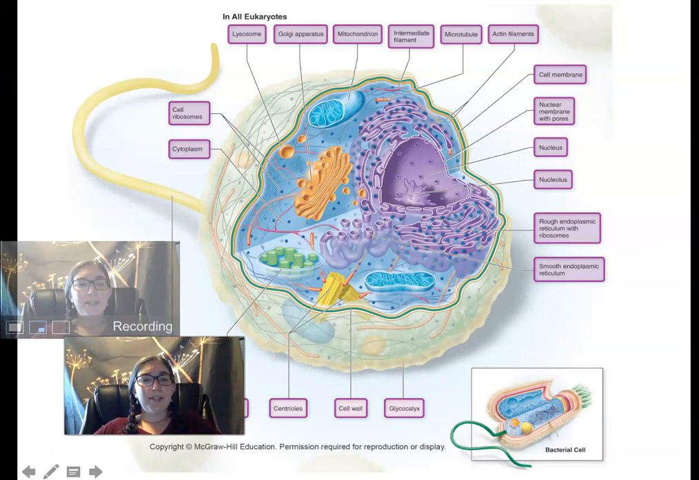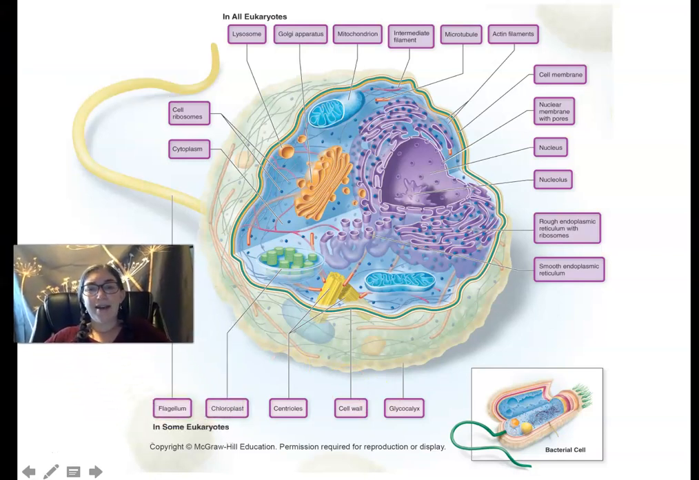So here is an image from the textbook that looks at a general sample eukaryotic cell, a generic eukaryotic cell. And here's the image of the bacterial cell for comparison. Okay, so much more going on here in the eukaryotic cell.